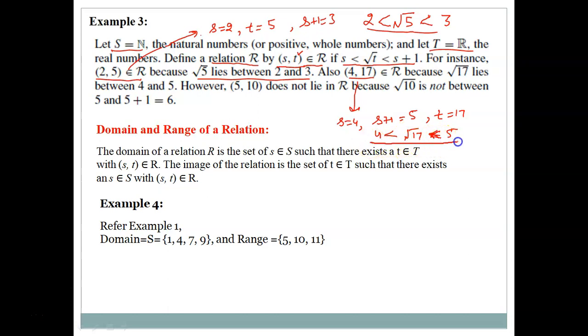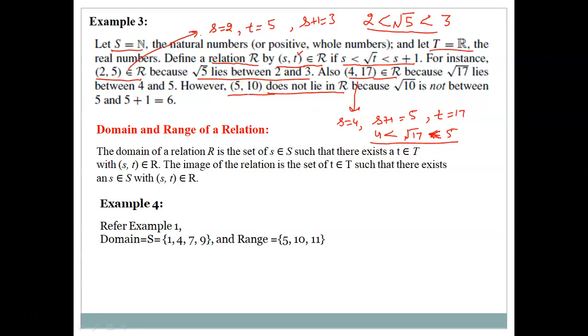So this is again satisfying the definition of the relation, that (s, t) belongs to R if s is less than root t less than s plus 1. So this pair (4, 17) also belongs to R. Now let's check further. (5, 10) does not belong to R, or you can say not lying in R, because root 10 is not between 5 and 6. So that is how we can have several examples, infinite number of examples.